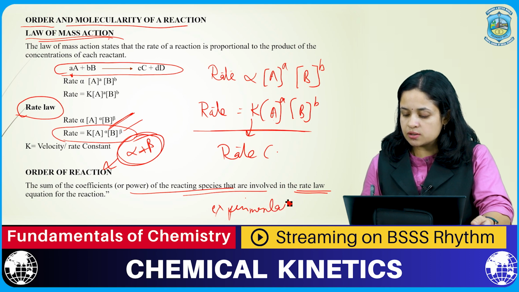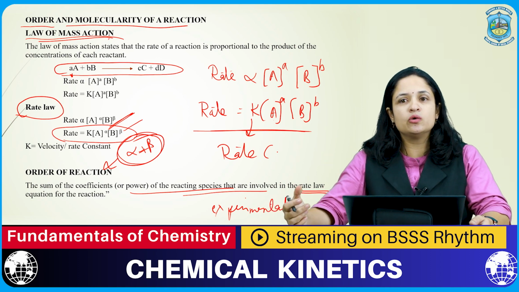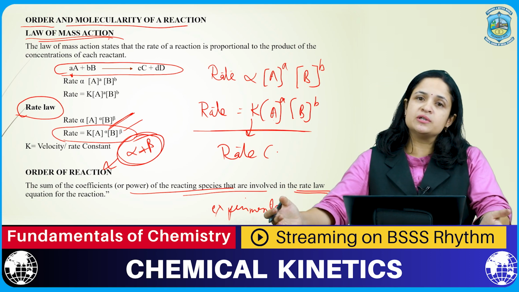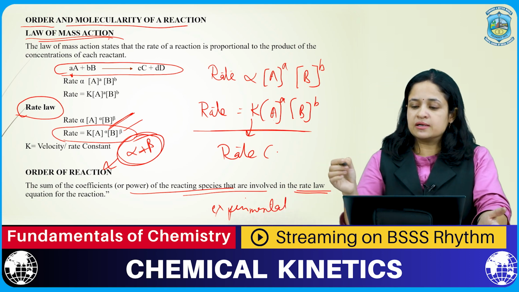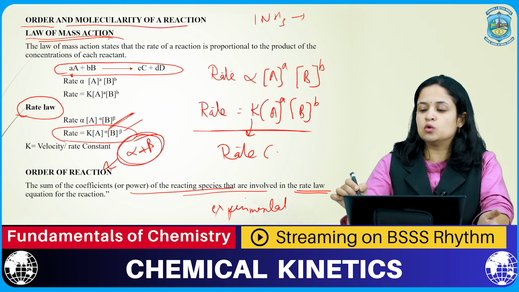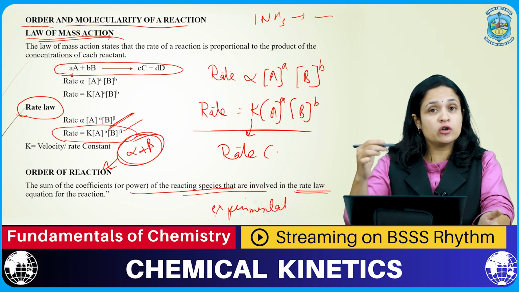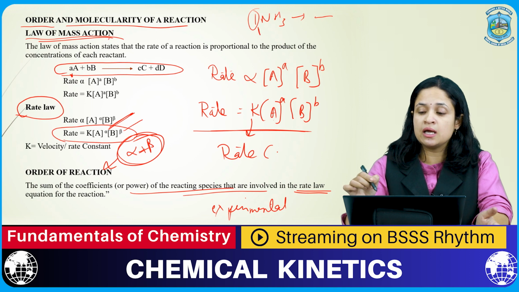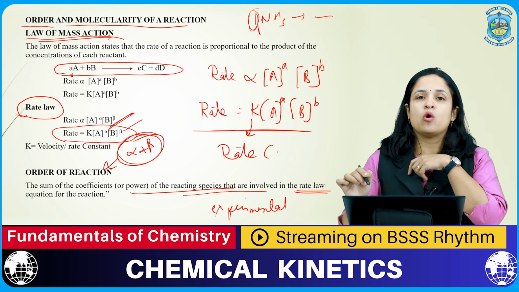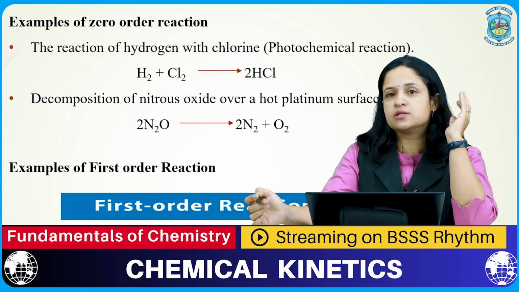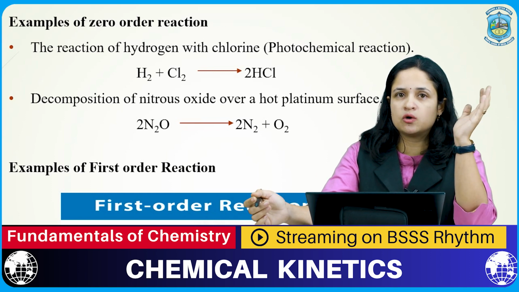You cannot just look at any reaction and work out its order of reaction. If it happens that 1 mole of NH3 is decomposing into so-and-so products and the order of this reaction is also 1, it is just a coincidence. It is not necessary that the stoichiometry is also the order. So there are various reactions like zero order reactions, first order reactions, and second order reactions.